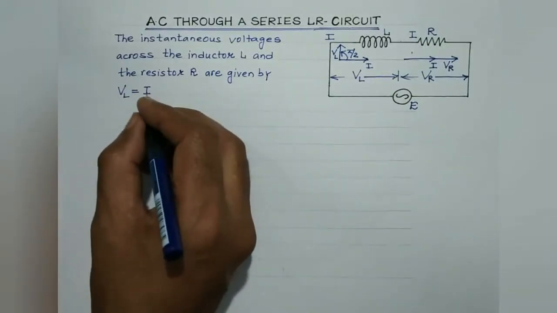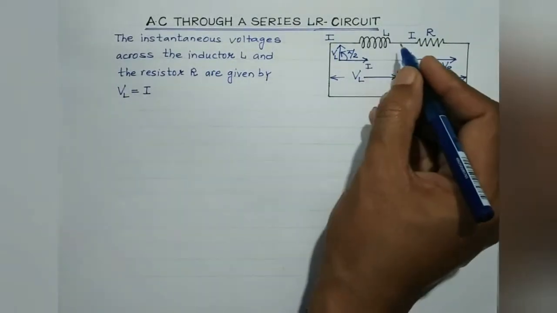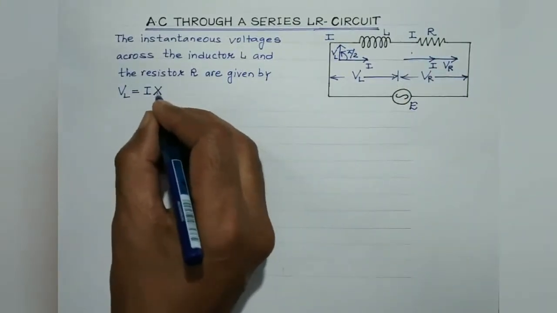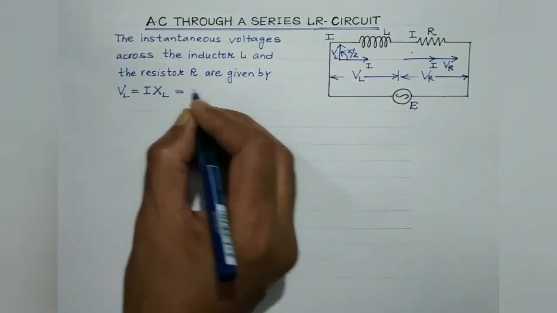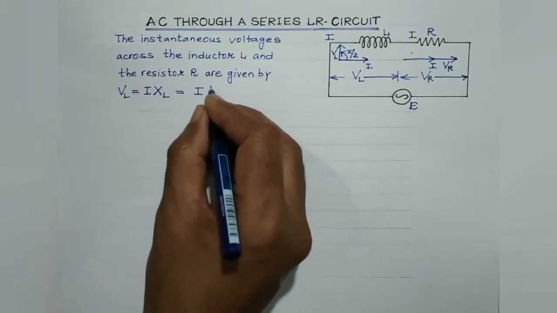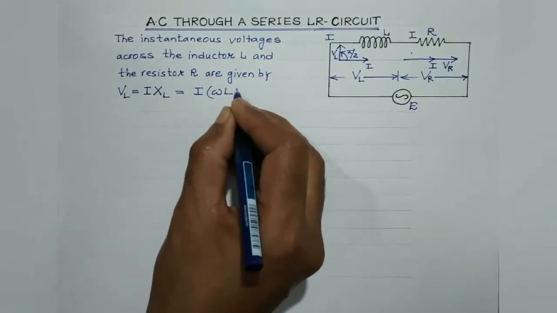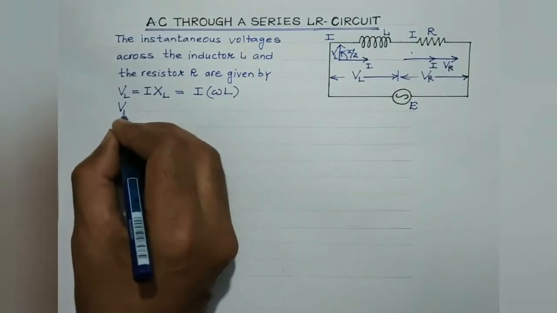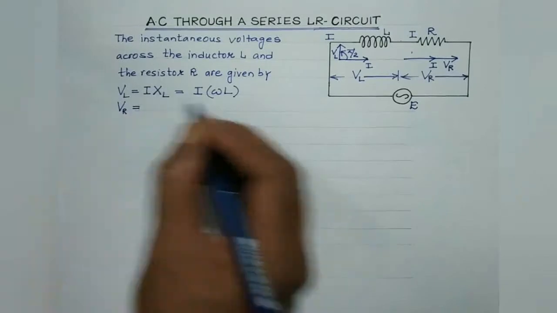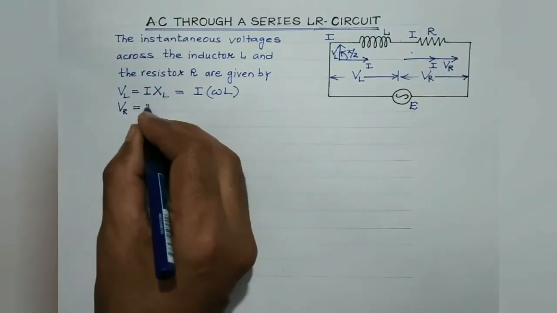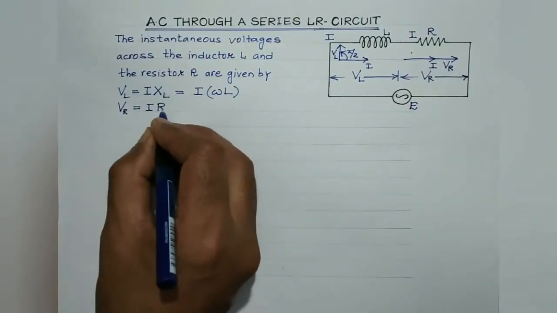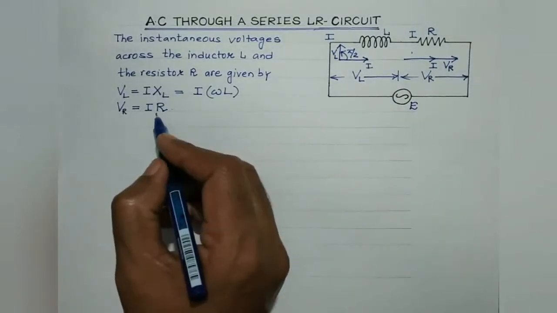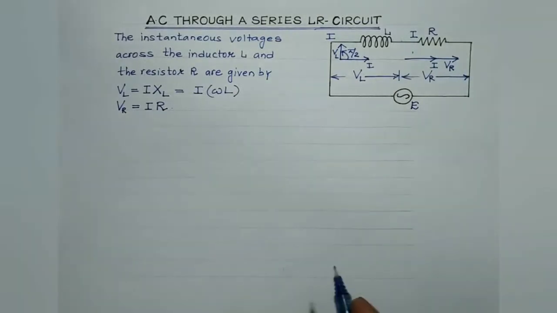So VL equals I multiplied by the resistance offered by the inductor. We are aware the resistance offered by the inductor is known as inductive reactance. And inductive reactance is omega L. Omega is the angular frequency, right? Similarly, the instantaneous voltage across the resistor is I multiplied by R, right? So here XL is the inductive reactance, R is the ohmic resistance offered by the resistor.